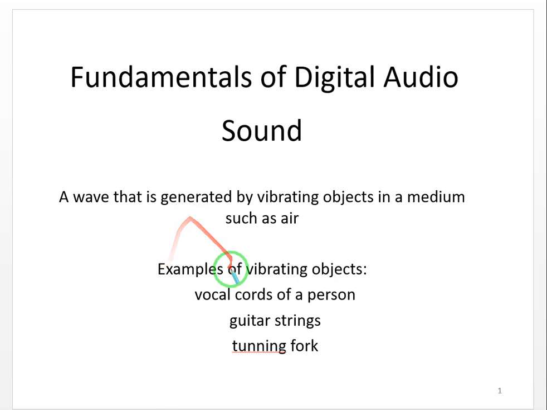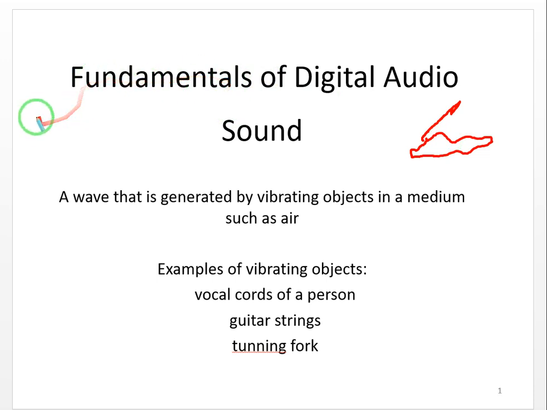A wave is generated by vibrating an object in a medium such as air. Let's say you have a medium, and you want to disturb this medium with a stick or whatever you have. When you disturb this medium, sound is going to be generated. When the stick clicks on the surface of the medium, the medium is going to generate a wave. When a wave is there, it means the sound will be there. This is one example.